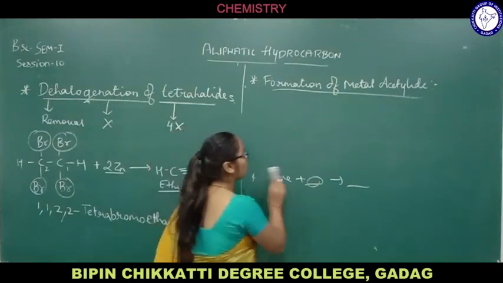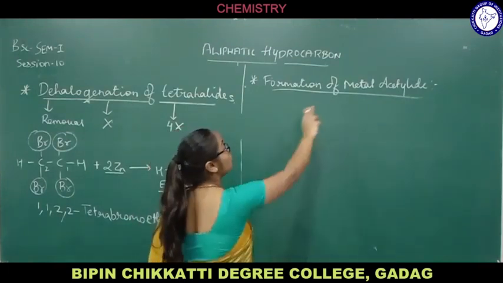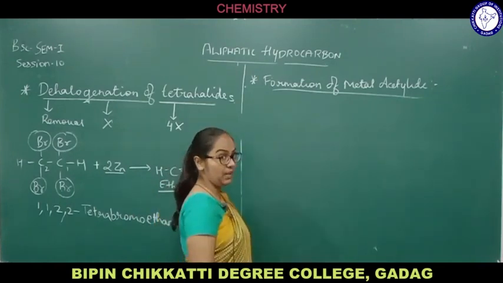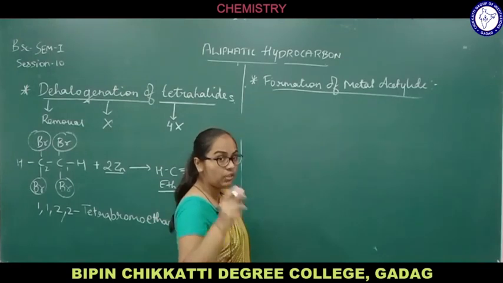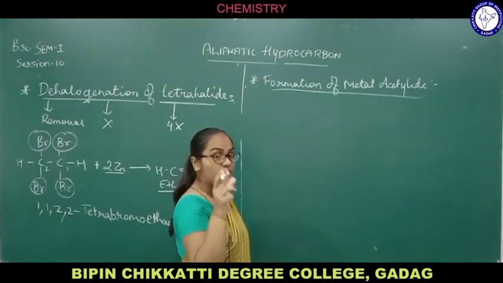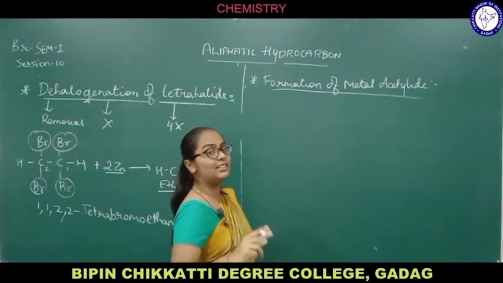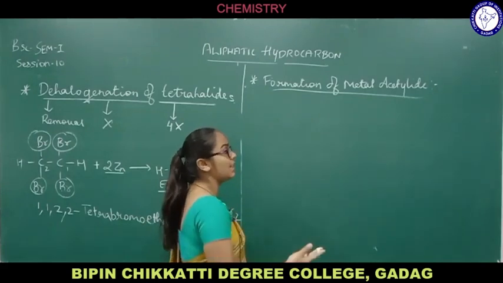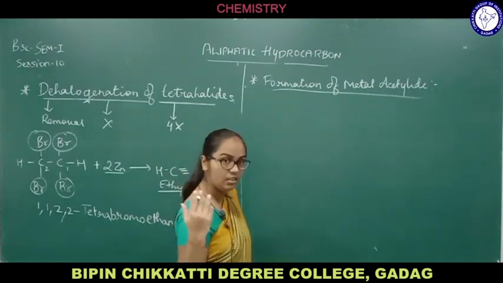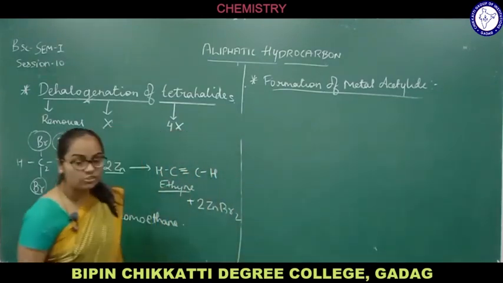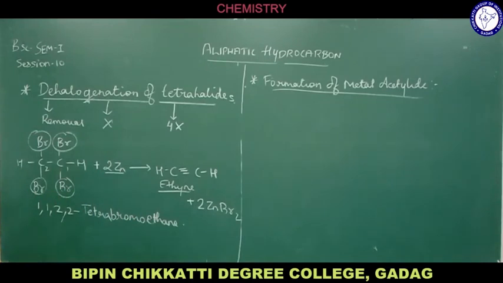Now let's go towards another topic, formation of metal acetylide. You need to prepare metal acetylide by taking one of the important reactants as the alkyne. So the alkyne needs to react with a certain reactant to form the metal acetylide. The second reactant which yields the metal acetylide is the Tollens reagent. With the help of that Tollens reagent we need to prepare the metal acetylide. The Tollens reagent is also called ammoniacal silver nitrate.